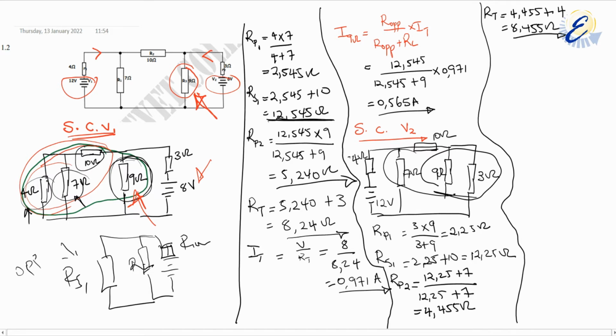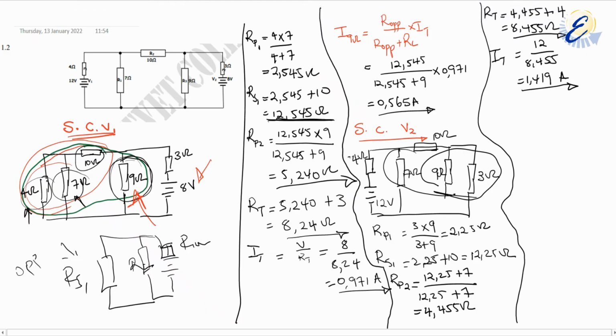Can you see that? After calculating the total resistance here, we need now to calculate IT. IT will be equal to V over RT. Our V, which is 12, divided by 8.455. This is 1.419 amps. Now, this is where the trick comes.